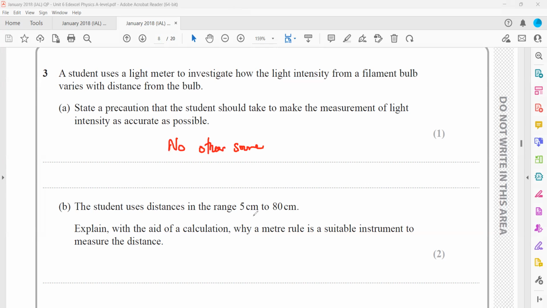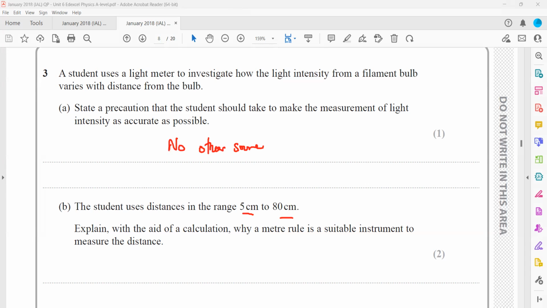The student uses distances in the range 5 centimeter to 80 centimeter. Explain with the aid of calculation why a meter rule is suitable for measuring. So why is a meter rule suitable? Because the maximum a meter rule can record is 100 centimeter, that is one thing.